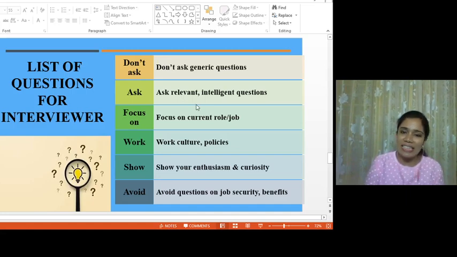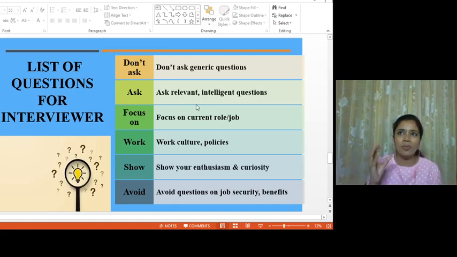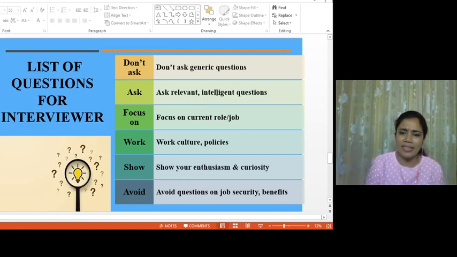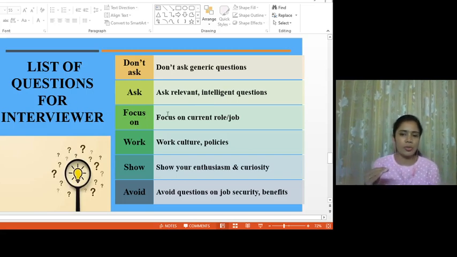And ask relevant and intelligent questions. You have to pause, you have to think what all can be asked. Make it a relevant one, make it an intelligent one, and focus on the current job role. You shouldn't be asking about the CEO of the company or the chief general manager or someone. You should focus on the current role. What is that which you are asked to do? Because you have already undertaken the job description and job specification activity, right? So you should be asking them about your task, about your role. You can ask for clarity on the job description which you have understood.